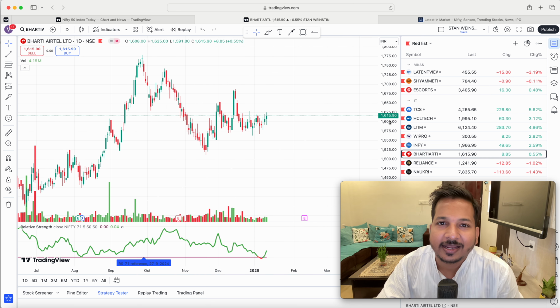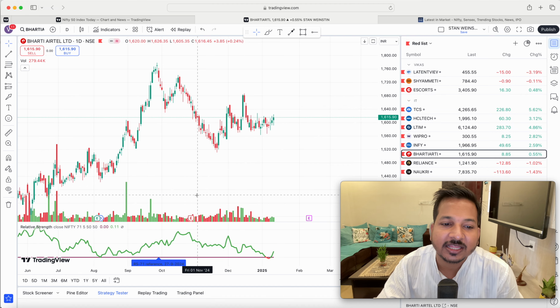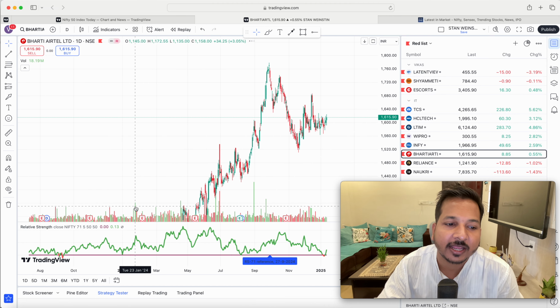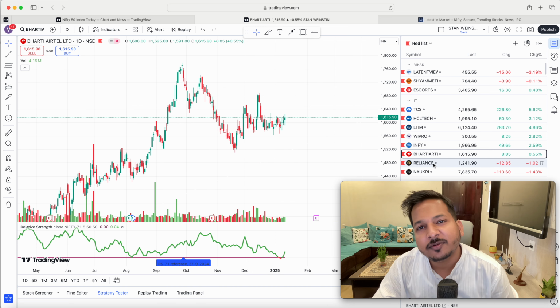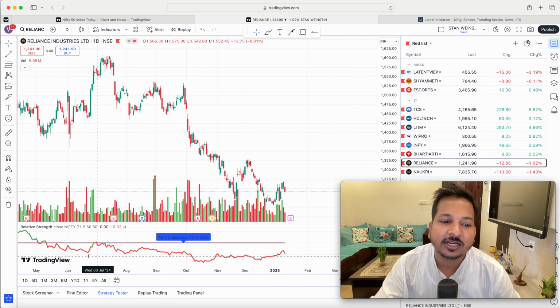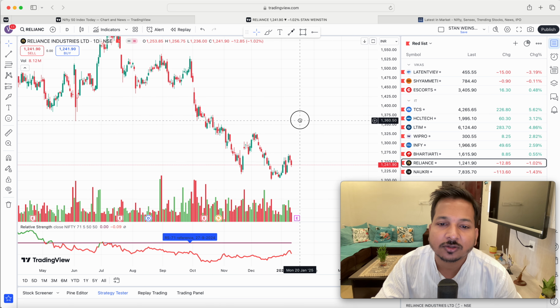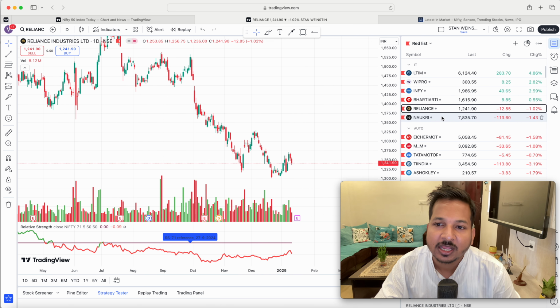Bharti Airtel is not an IT stock but a telecom stock, you can say. This is also positive for a very long time, so Bharti Airtel is a good stock. Suppose now you want to check any stock, this indicator itself will show if it is weak. Reliance is weak, so why put your money in Reliance?